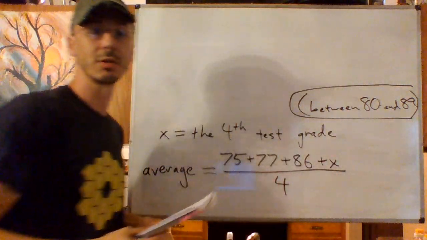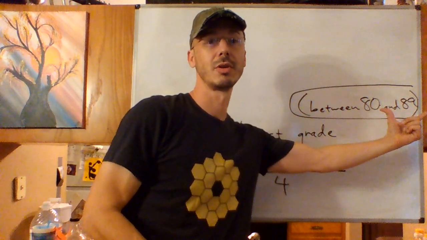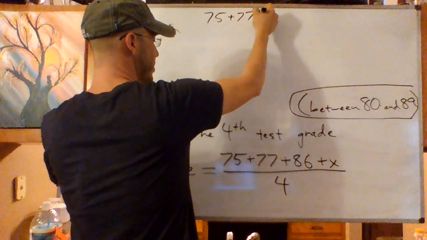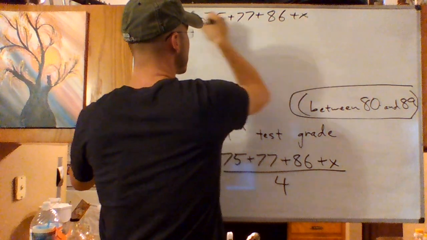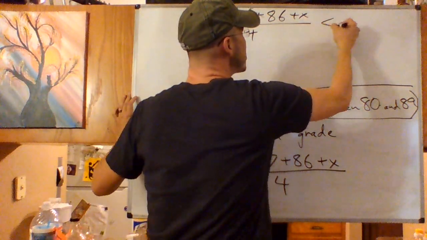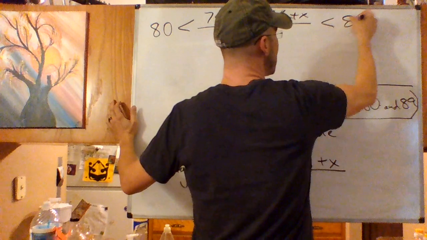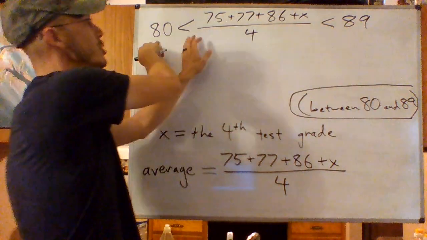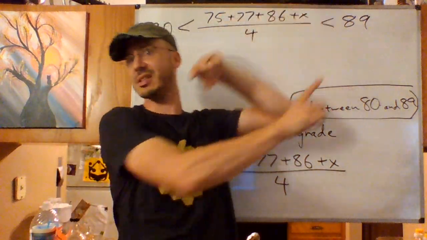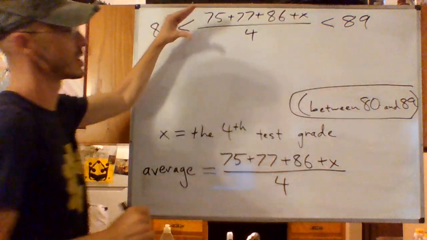So this is what we need to build the inequality. Our goal is to get the average in the B range. That means the average, 75 plus 77 plus 86 plus X divided by 4, that's my expression for the average, has to be between 80 and 89. And I'm putting the 80 over here because it's the only way that it makes sense with the less than. Otherwise, I'd be saying that 89 is less than 80. Now, you got to have the bigger number over here if your inequalities are pointing that way.